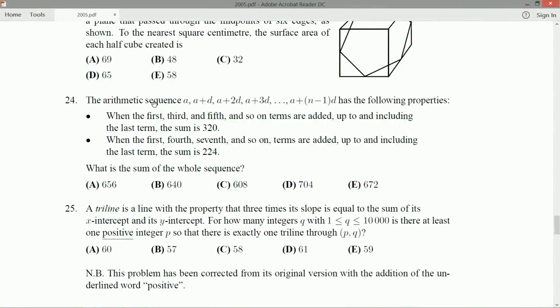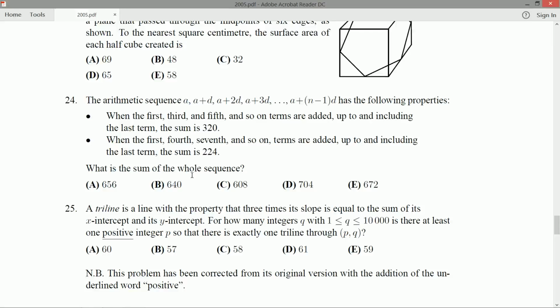The arithmetic sequence a + d, a + 2d, a + 3d, all the way up to a + (n-1)d. So this is the first n terms of an arithmetic sequence that has the following properties. When the first, third, fifth, and so on, then seventh and ninth, assuming we go up that high, are added up to and including the last term, the sum is 320. When the first, fourth, seventh, and so on terms are added up to and including the last term, the sum is 224. What is the sum of the whole sequence?